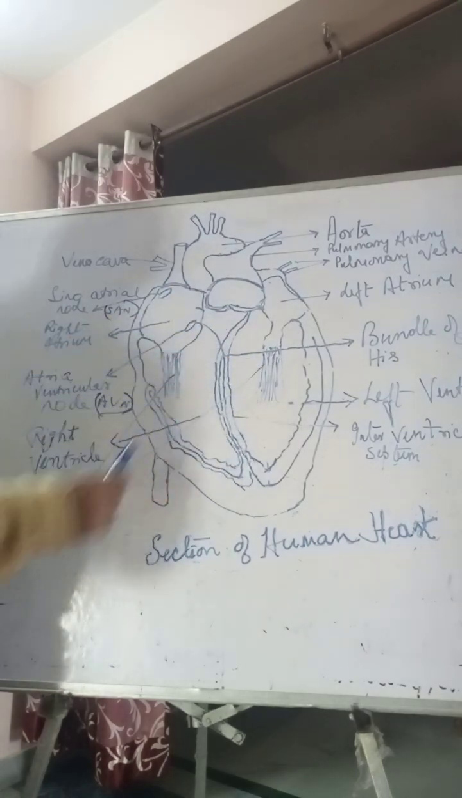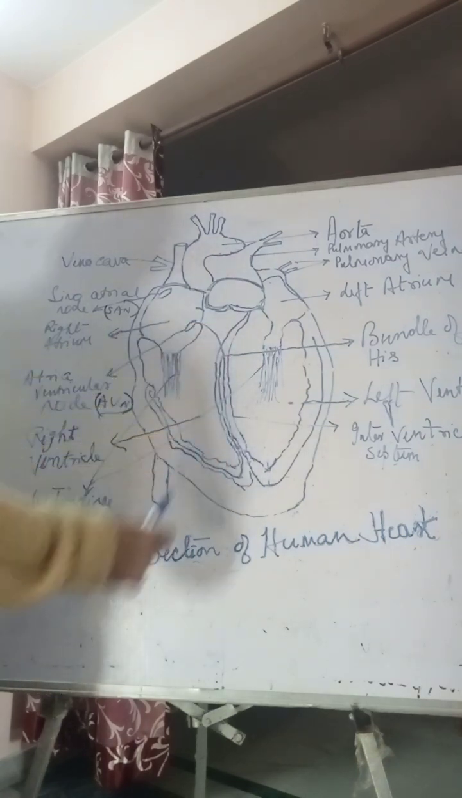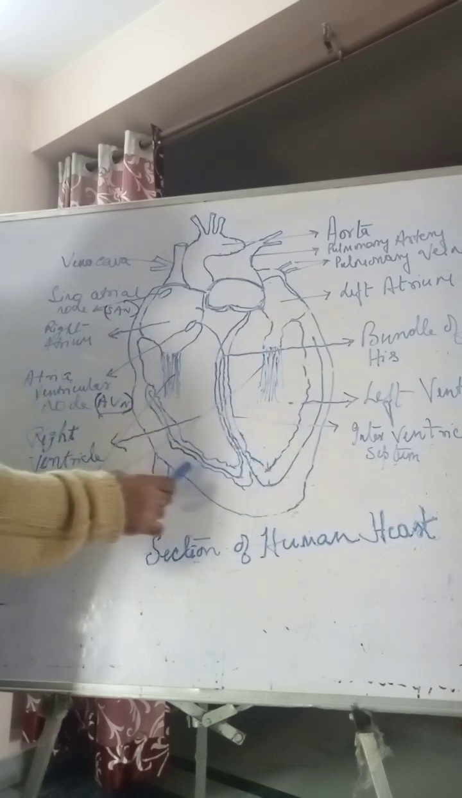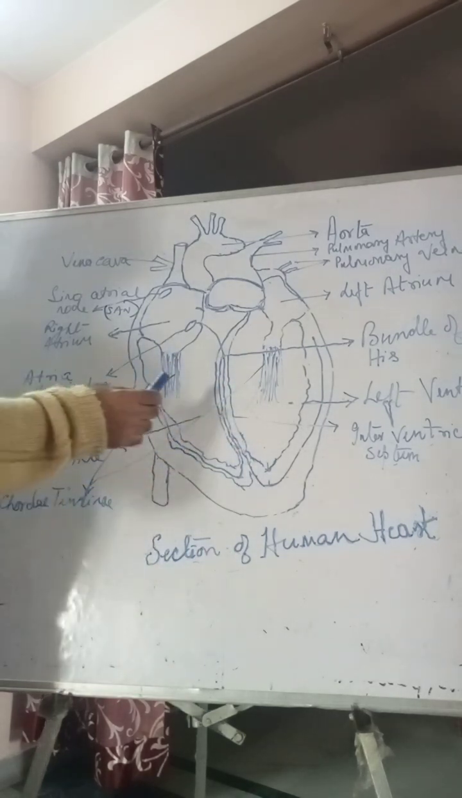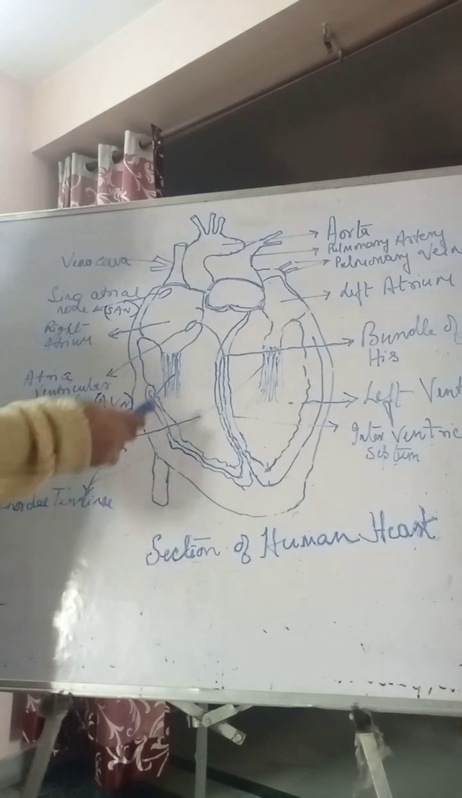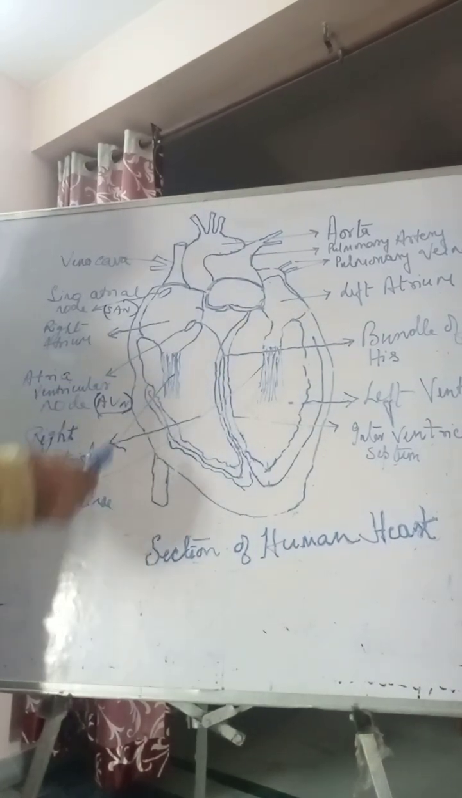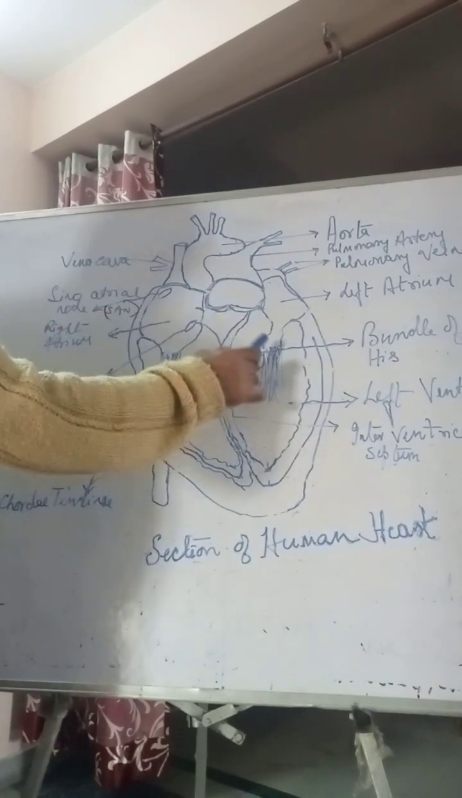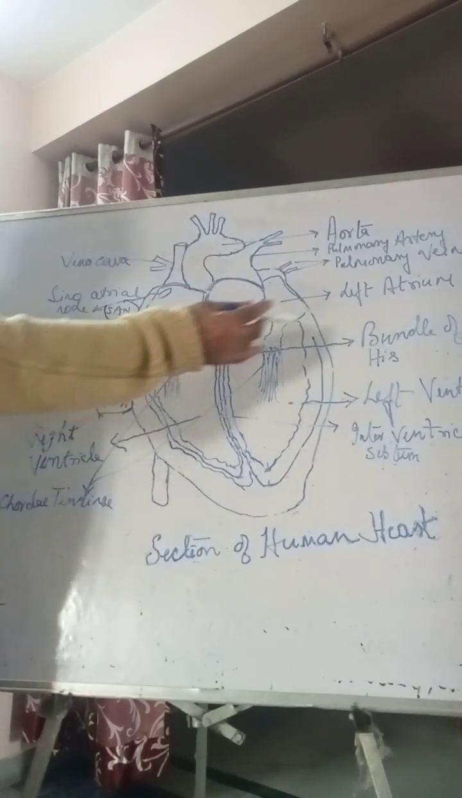This is the middle of the interventricular septum, and you see, they are running through the interventricular septum, and now they are dividing into left and right AV bundles. Actually, they are very small fibers, bundles of fibers, which are known as the Purkinje fibers. These Purkinje fibers are forming this bundle of His. This is the bundle of His.